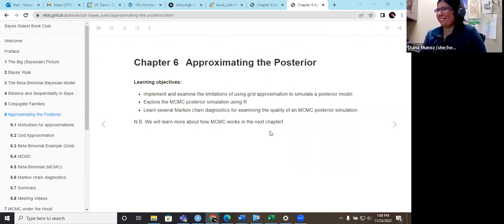The learning objectives were to look at two different ways of approximating the posterior. First, using grid approximation to simulate the posterior distribution. But as they go into, there are some limitations with that, and how to address those limitations by using Markov chain Monte Carlo posterior simulation using R. And then learning how to diagnose your Markov chains to examine the quality of your MCMC posterior simulation.